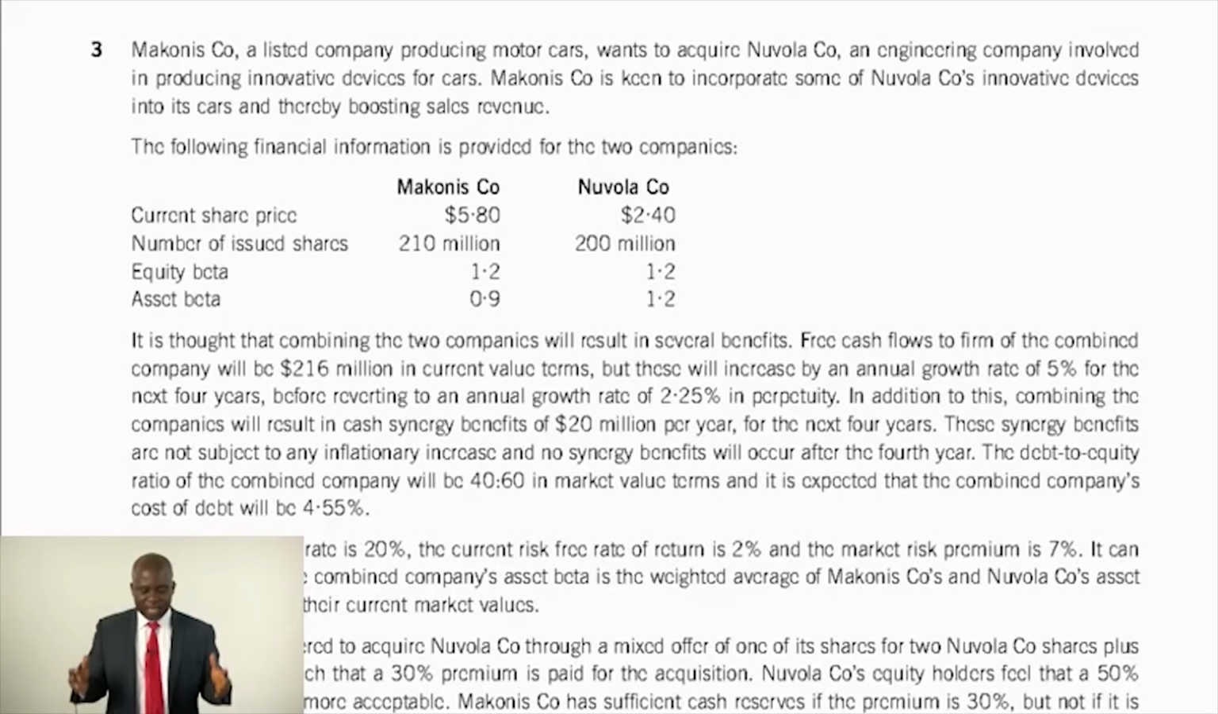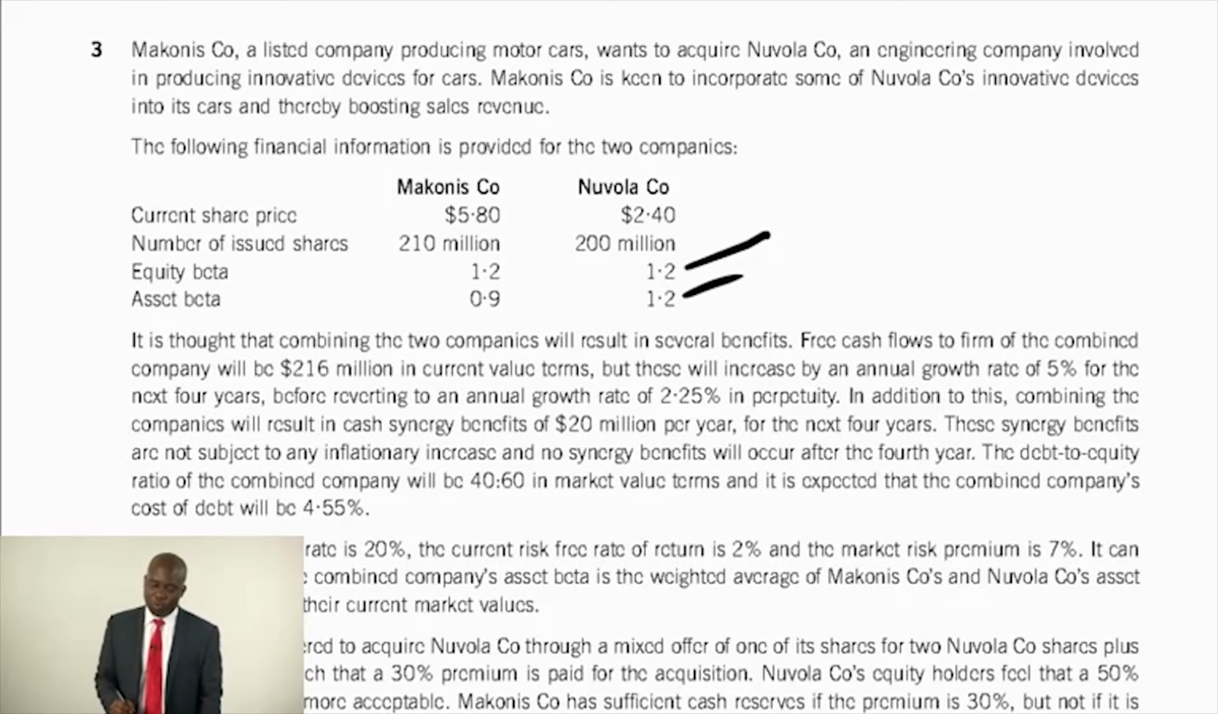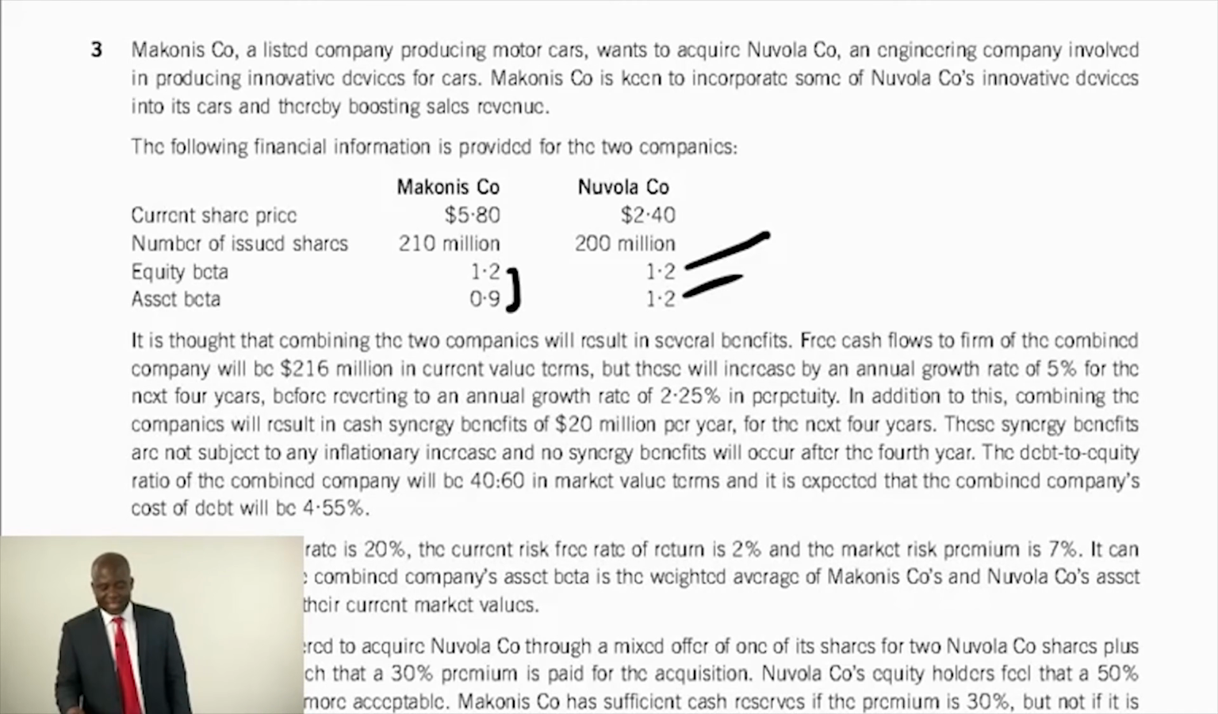Equity beta could be geared or ungeared, depending on whether the company has debt or not. But when they say asset beta, it measures only business risk. So if you look at what the examiner has done here, so far as Novola Co. is concerned, its equity beta is the same as its asset beta. And what is the meaning? It means Novola Co. does not have debt. Okay, then Marconi-Scholes, its equity beta is more than its asset beta, because of the financial risk implication.